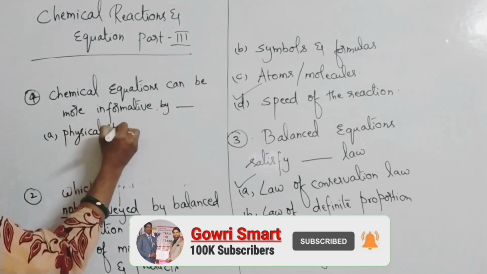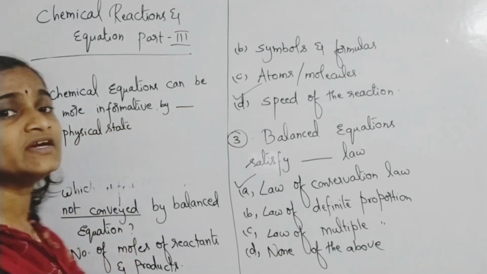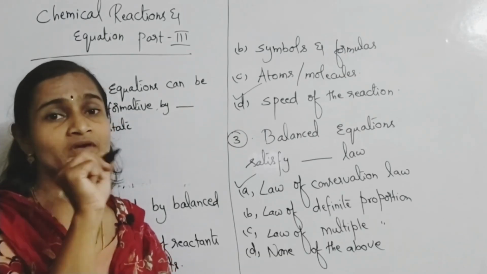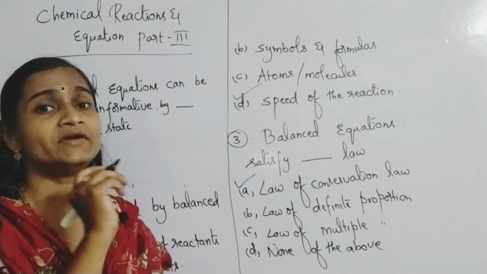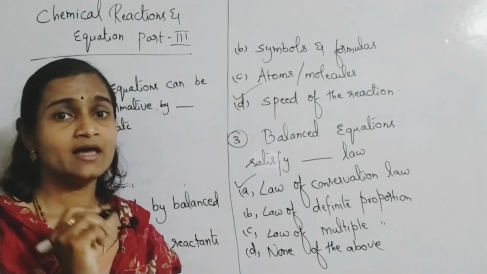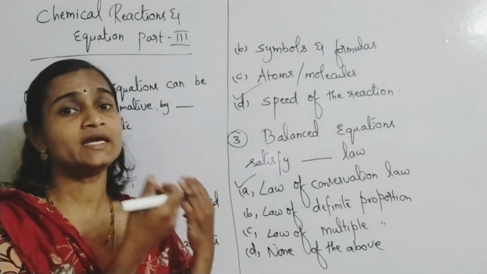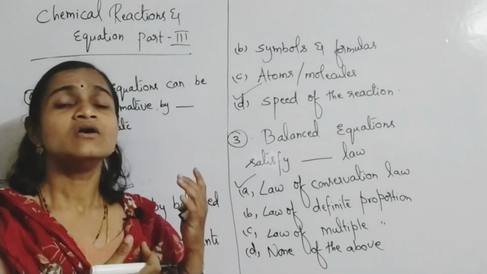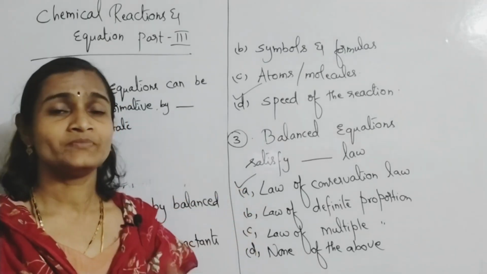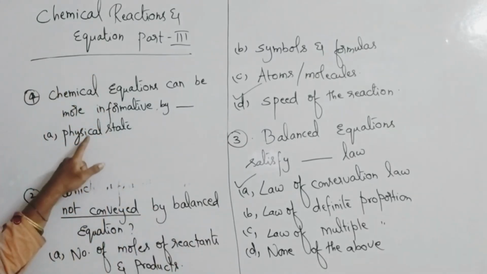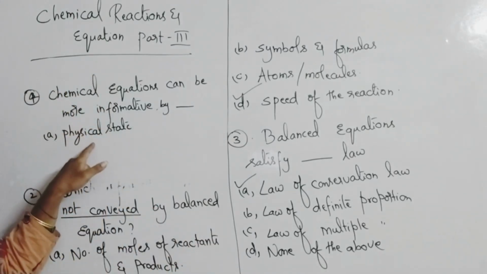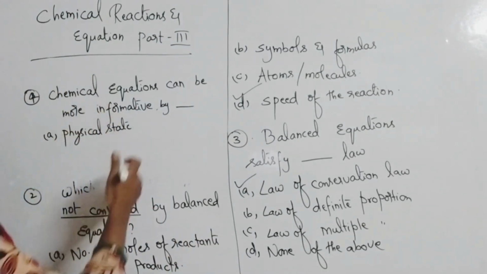Physical states are mentioned. For reactants, if it is a solid substance, we are going to represent it with S. If it is a liquid, we will represent it with L. If it is a gas, we represent it with G. Or if it is a gas liberated on the product side, we will represent it with an upward arrow. So the physical state you are representing makes the equation more informative, isn't it?